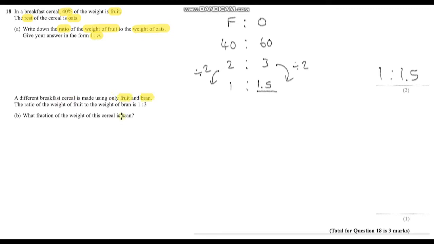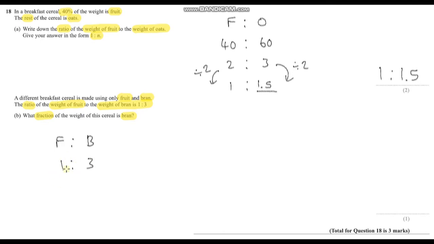Only fruit and bran. The ratio of the weight of fruit to the weight of bran is 1 to 3. What fraction of the weight of the cereal is bran? So let's do the same thing. Let's write down our ratio. So this time we've got fruit and bran. So the ratio of fruit to the weight of bran is 1 to 3. And we need to work out what fraction of the weight of the cereal is bran.